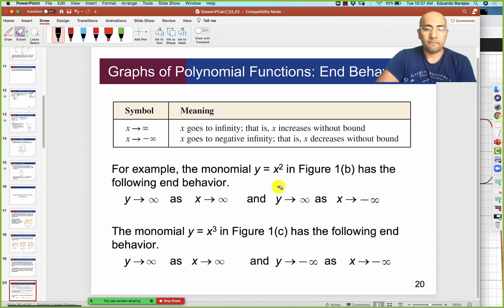This is the behavior that describes what's happening on the outer edges of the graph y equals x squared. And on the graph y equals x cubed, this is what's happening. y goes to positive infinity as x goes toward positive infinity, and y goes toward negative infinity as x goes toward negative infinity.